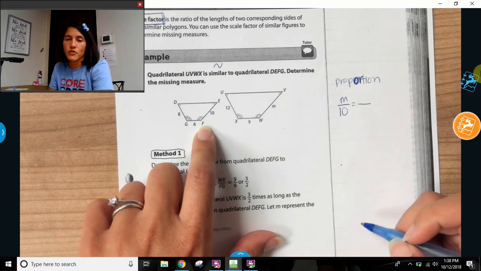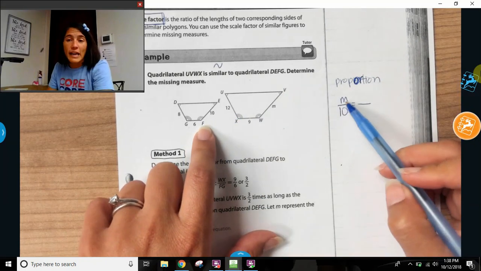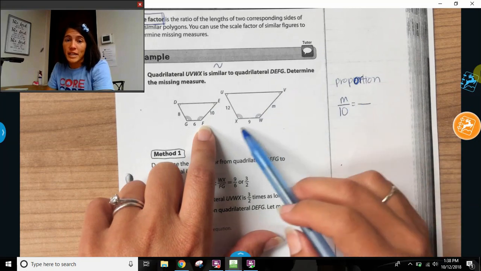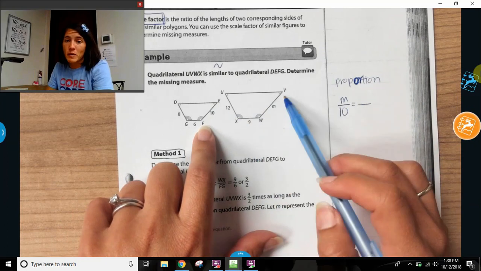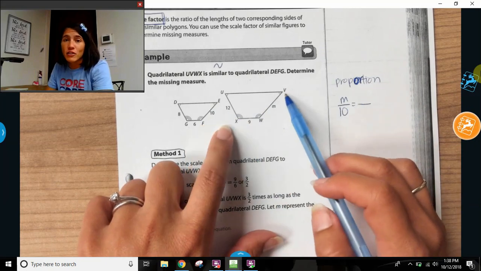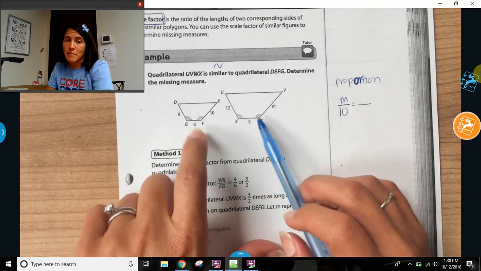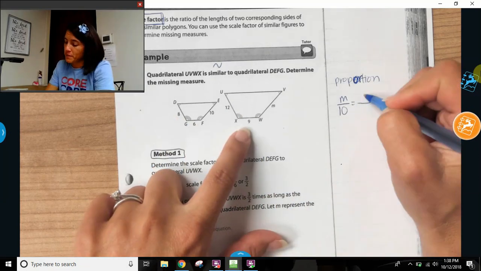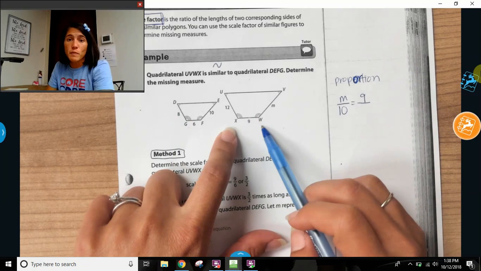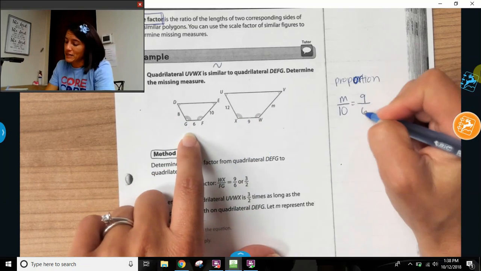So we're going to put 10 underneath. Now, M comes from the big shape. Do you all see? M comes from the big shape. So we need another value on the big shape, and you can choose 9 or 12. It doesn't matter. So I'll just choose 9. And then what corresponds to 9 is 6.